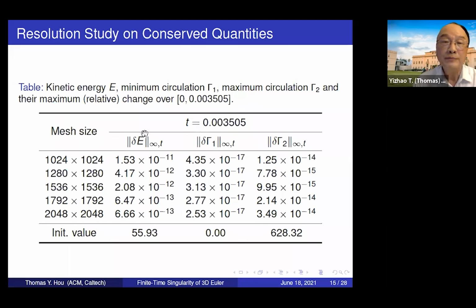And then we check some conserved quantities. The energy is supposed to be conserved for 3D Euler. So indeed, it is conserved to 12-digit accuracy as you increase the resolution. And the total circulation is conserved. There are two total circulation quantities: one is 0, and one is the maximum total circulation. And they also are conserved up to a very high number of digits.